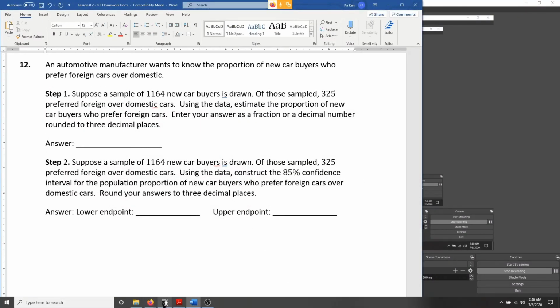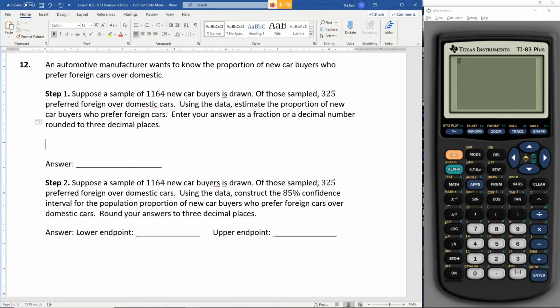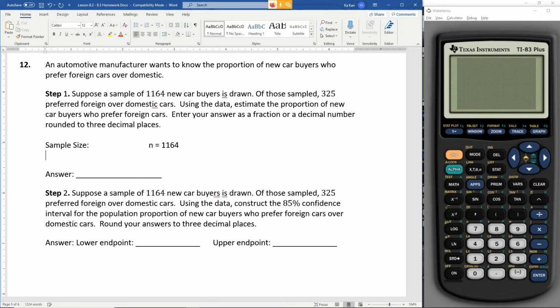So for this problem that deals with proportion, it's actually very simple. We are going to use proportion. Look at this problem: suppose a sample of 1164 new car buyers is drawn. I would say this is the sample size, N equals 1164.